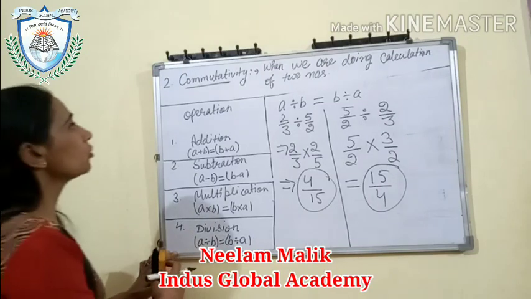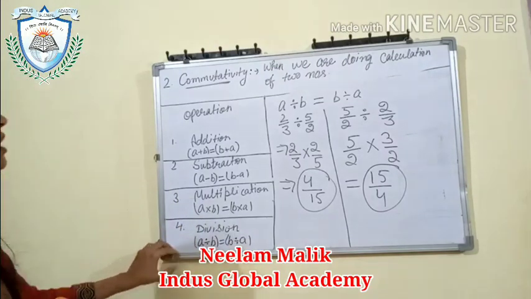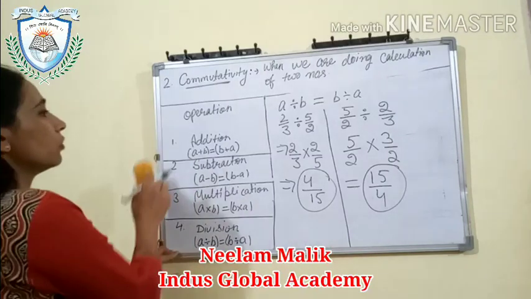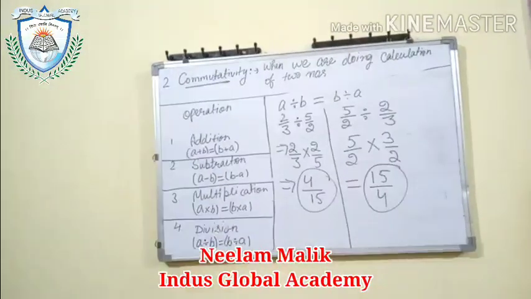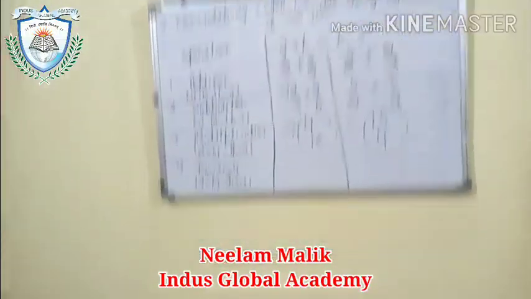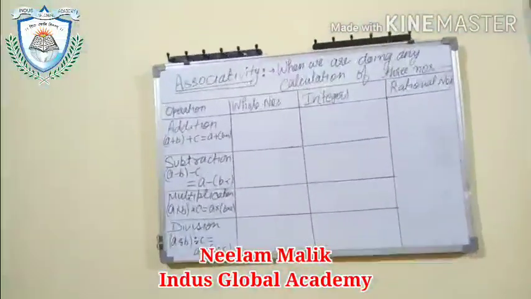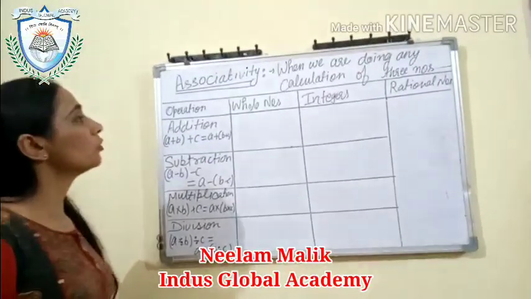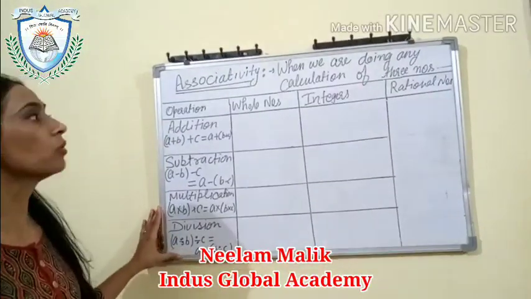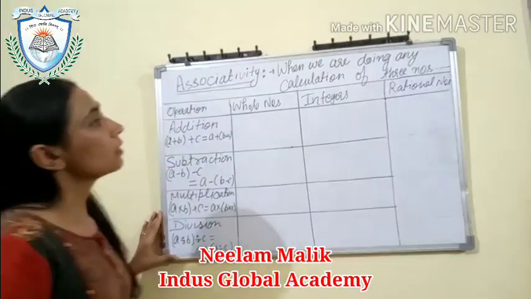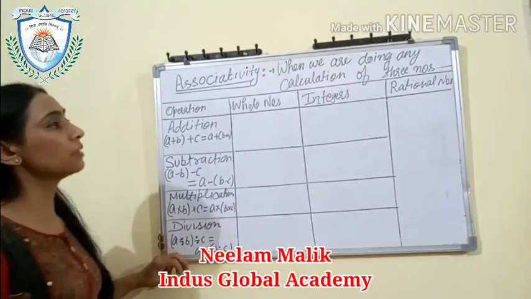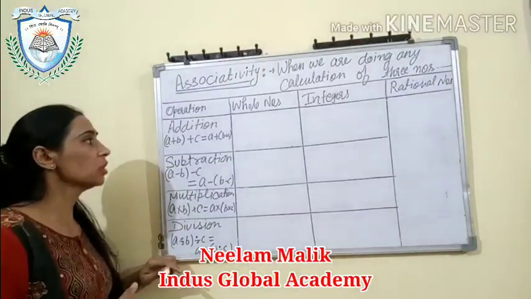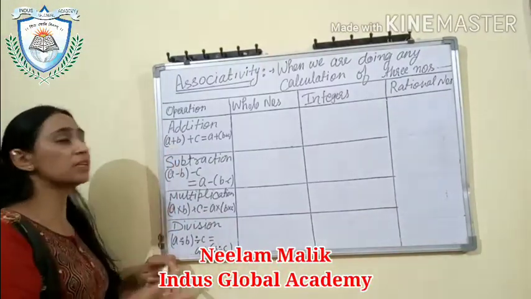So it was the commutative property, or you can say commutative law. Next we will do the associative law. So next is associativity, or we can say associative law. When we are doing any calculation with three numbers, suppose we are adding three numbers, first we will add two numbers, then the third one.